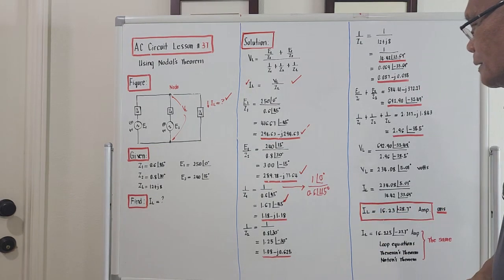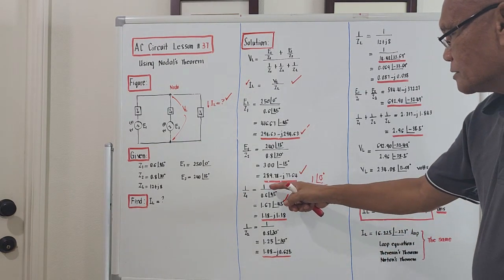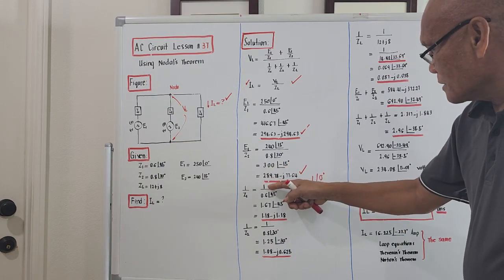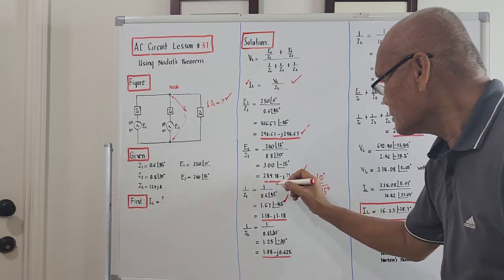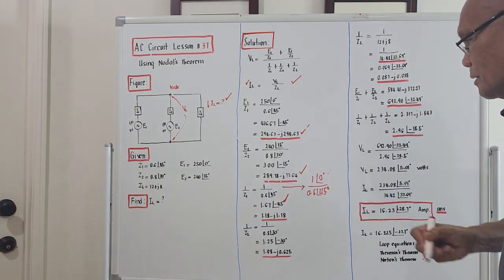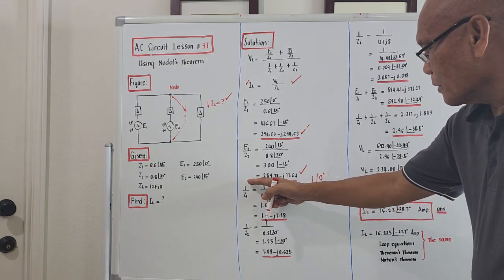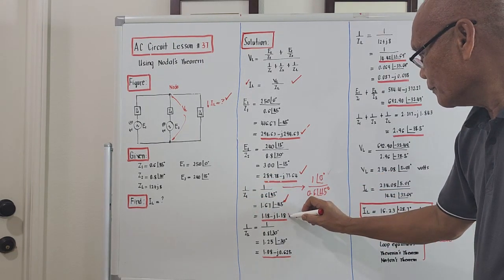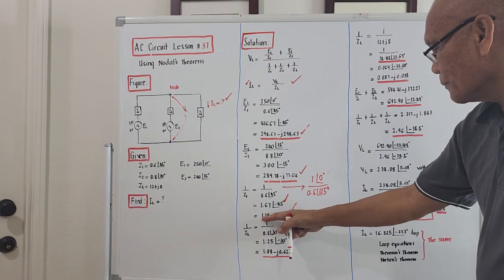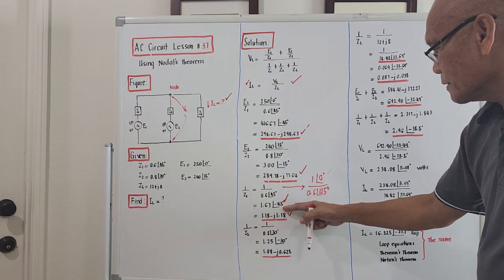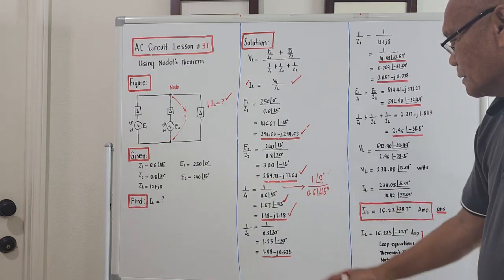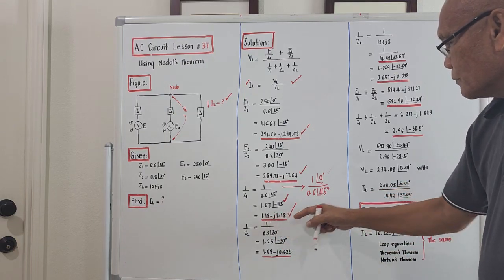Okay? Because you might be thinking that 1 is not expressed in terms of polar. 1 is just a... it seems this is 1 plus J0, right? Or 1 angle 0 degree. Rectangular equivalent of 1 over C1 is this one here. It's negative also. And the value will be the same. Real part, imaginary part, this is 45 degrees. Sine and cosine of 45 degrees are the same. So this is 1.18 minus J1.18.